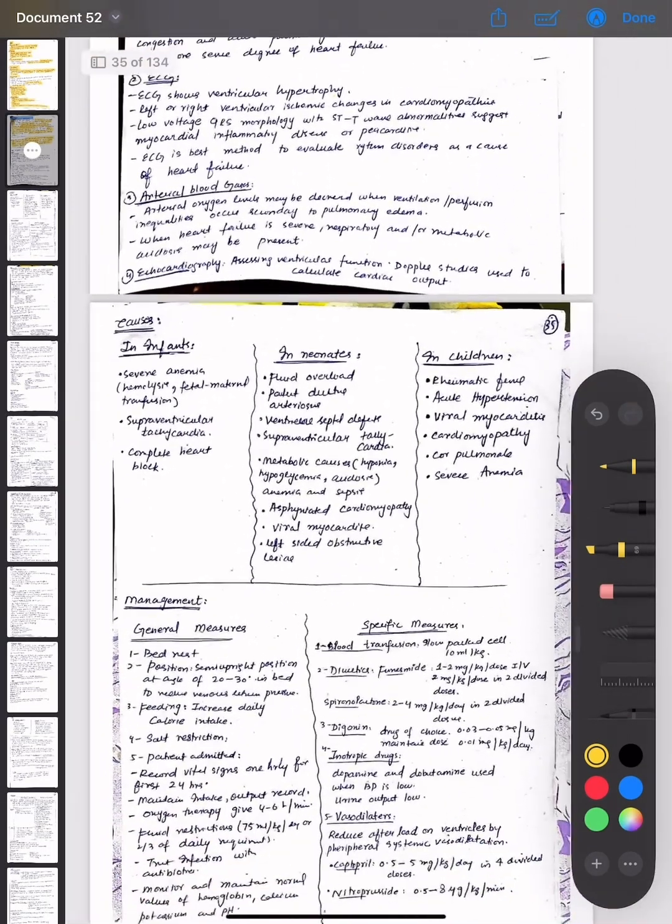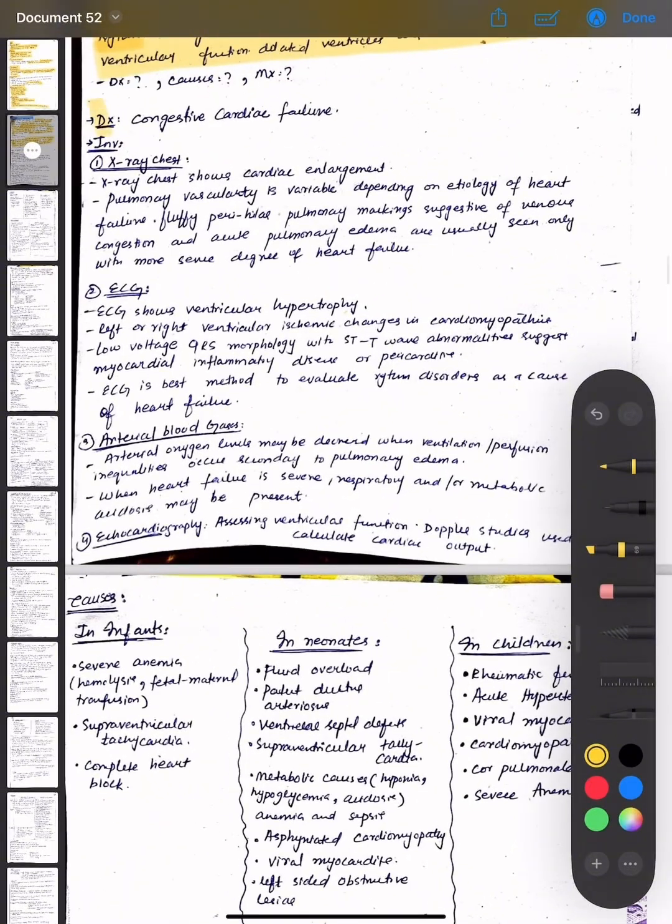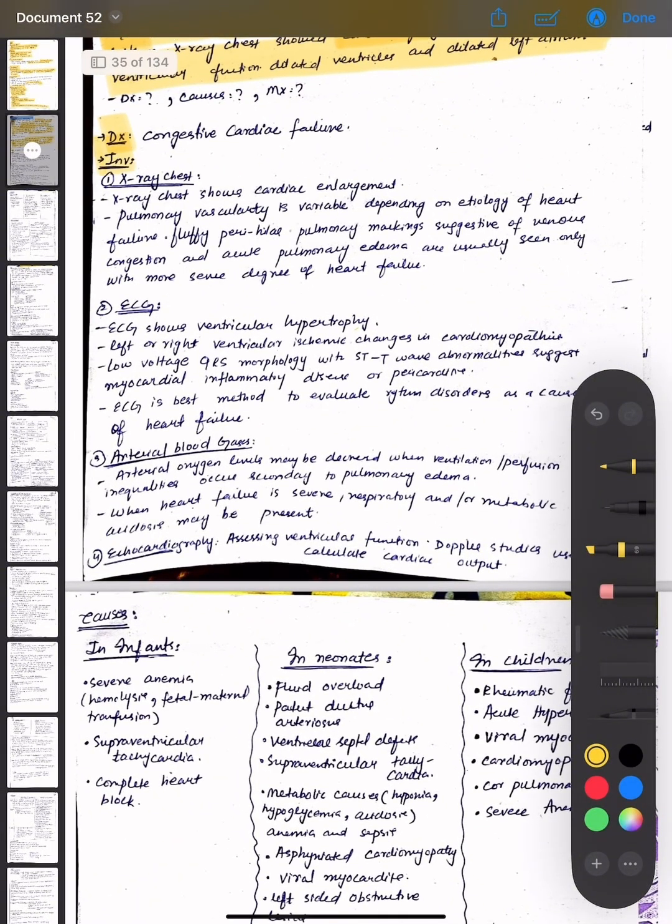So we have the diagnosis of congestive cardiac failure, and the investigations that are done begin with X-ray chest. X-ray chest shows cardiac enlargement. Pulmonary vascularity is variable depending on the etiology of heart failure. Fluffy perihilar pulmonary markings suggestive of venous congestion, and acute pulmonary edema, are usually seen only with a more severe degree of heart failure.